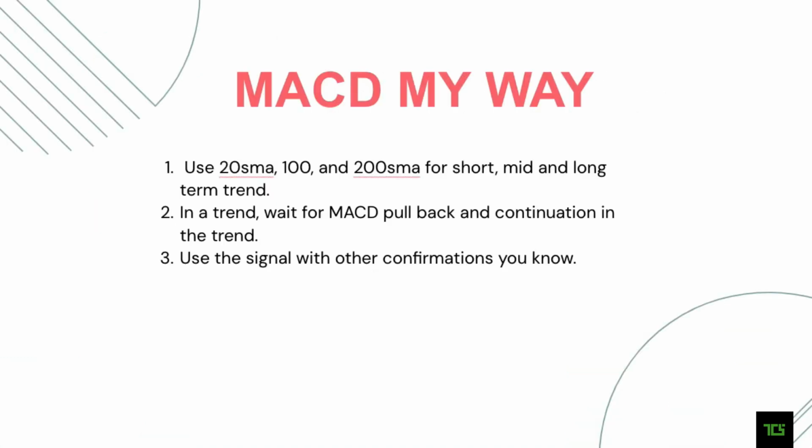MACD my way. I tend to use MACD in a certain way, which is what I wrote in my script. It's a bit easy, and I use the 20 SMA, the 100 SMA, and the 200 SMA for the short, mid, and long-term trend. And in the trend, I wait for a MACD pullback and a continuation in the trend. I'm going to show you exactly what I mean in the chart when we get there. Number three is that I use the signal with other confirmations that I know. So whatever you know, add it to it. Support and resistance, trend line, whatever.